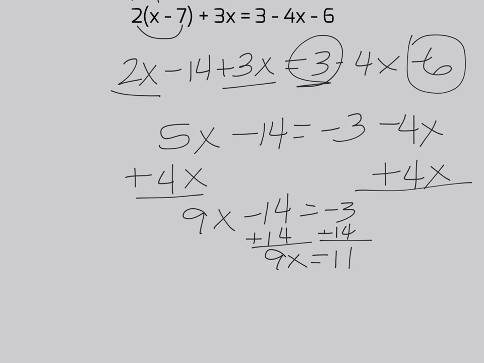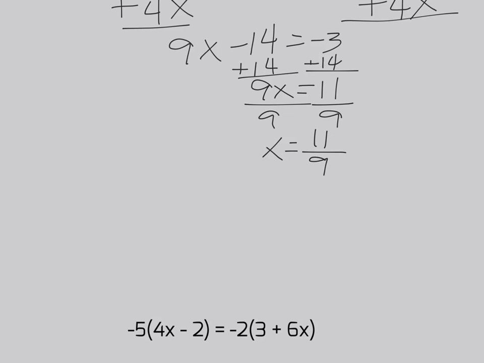Now using the one-step equation knowledge, I'm going to divide by 9 on both sides. Again, it's okay to get a fraction. I'm going to leave this as an improper fraction. That's okay. Doesn't mean it's wrong. If I did get a fraction and I wanted to check my work, I would go back and read throughout my problem to make sure everything's correct.